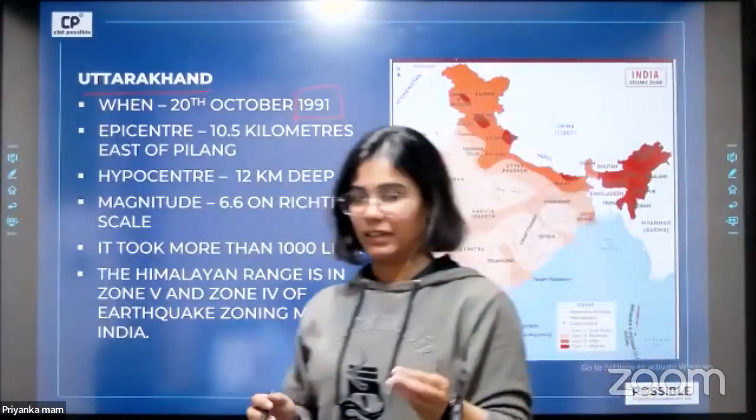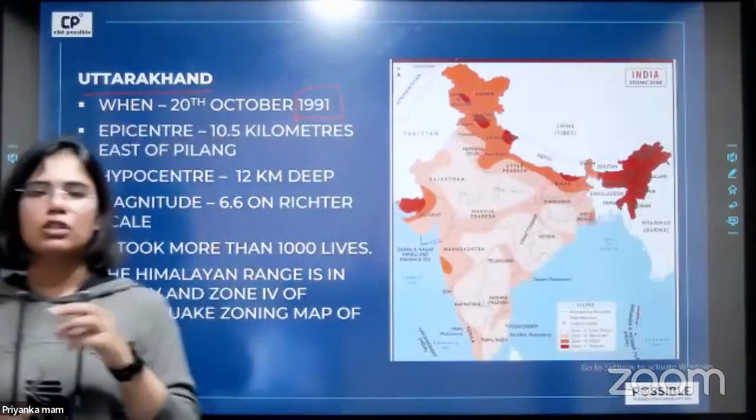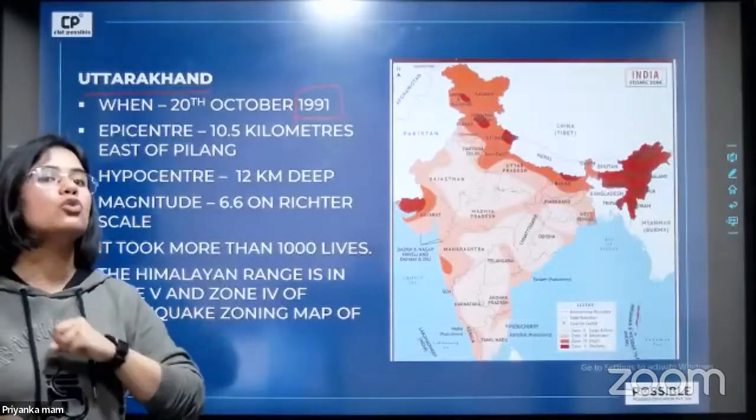That is completely fine. Yes, and otherwise, Uttarakhand was carved out of Uttar Pradesh in the year 2000.